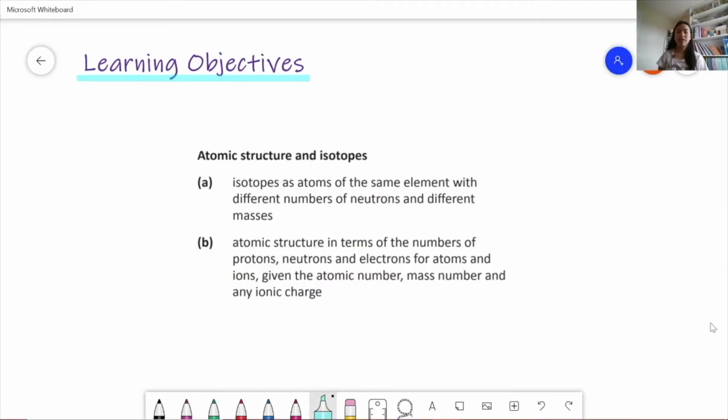Today's learning objectives are to firstly look at isotopes as atoms of the same element with different numbers of neutrons and different masses, and then to look at atomic structure in terms of the numbers of protons, neutrons and electrons for atoms and ions, given the atomic number, mass number and any ionic charge.